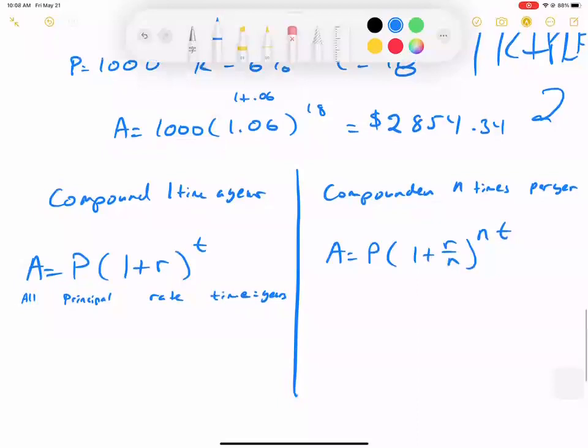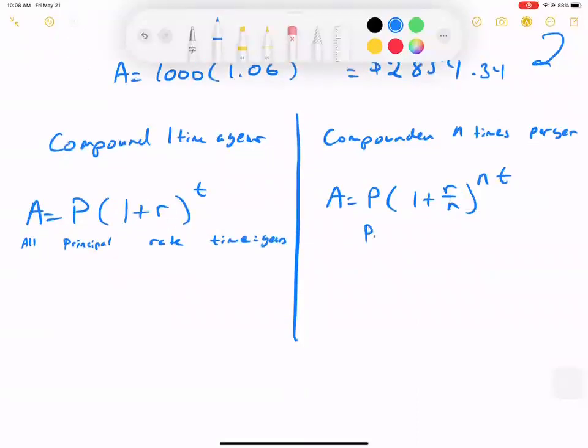Let me go ahead and put labels on this. P is still the principal. R is still the rate. But N is the number of times per year. The left one is the easy way.